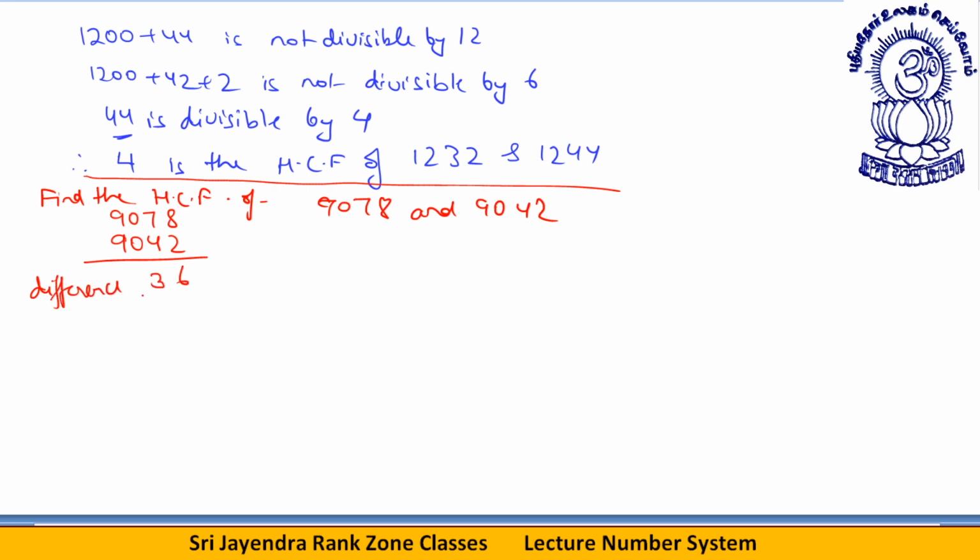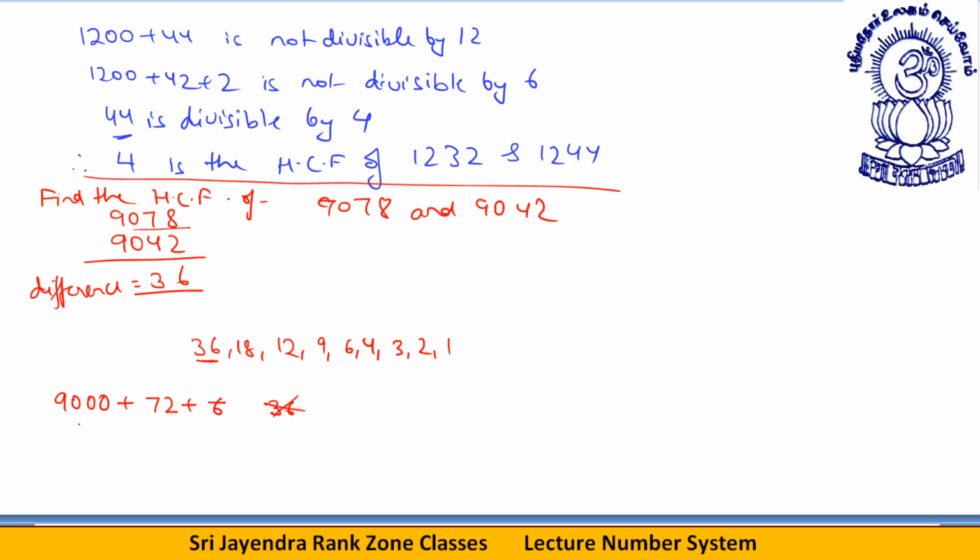Their difference is 36. Okay, now if I write down the factors of 36, they are 36, 18, 12, 9, 4, 3, 2, 1. Let's divide any of these numbers into 9072. I know 900 is divisible by 36. So 9,000 will be divisible by 36. Plus 72 is divisible by 36, but that 6 is not divisible by 36. So therefore, this number is not divisible by 36.